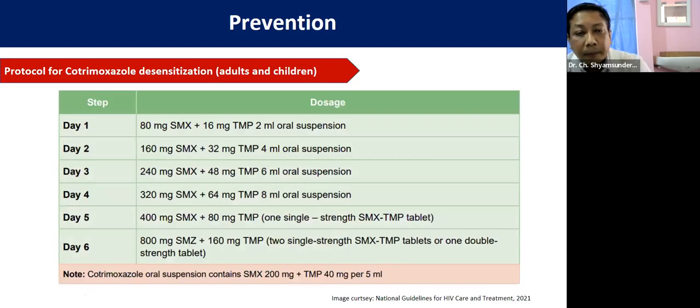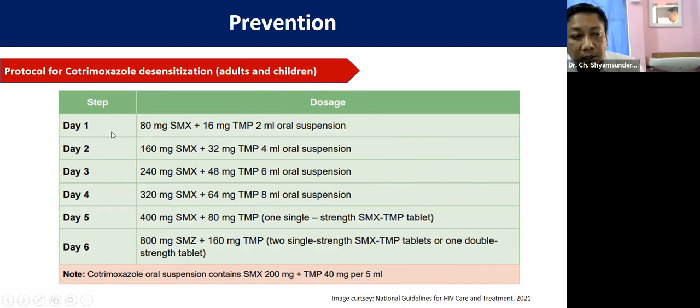Then you prevent, especially pneumocystis pneumonia. This slide shows the protocol for cotrimoxazole desensitization in adults and children. Although cotrimoxazole is the preferred drug for PCP prevention, some of them may be hypersensitive to this cotrimoxazole. So in this situation, cotrimoxazole is usually started with lower doses on day 1, 2, 3, 4, 5. So this is also available.